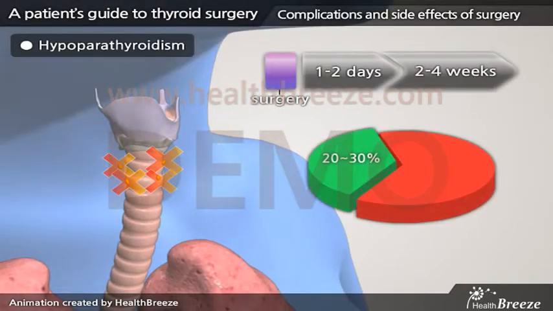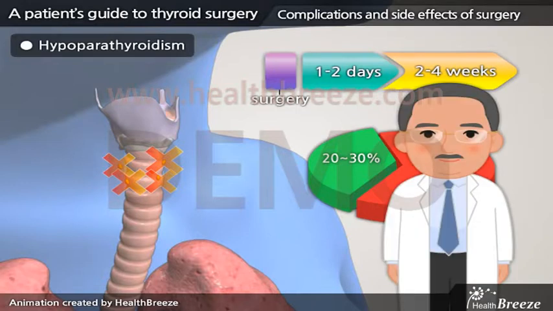Hypoparathyroidism occurs in about 20 to 30% of the patients, usually 1 to 2 days after the surgery, and may last for 2 to 4 weeks. Hypoparathyroidism is usually temporary, but in rare cases it may be permanent.